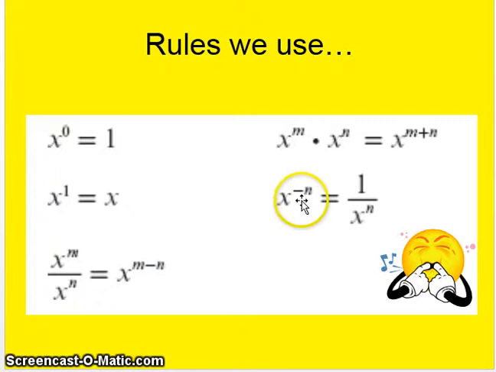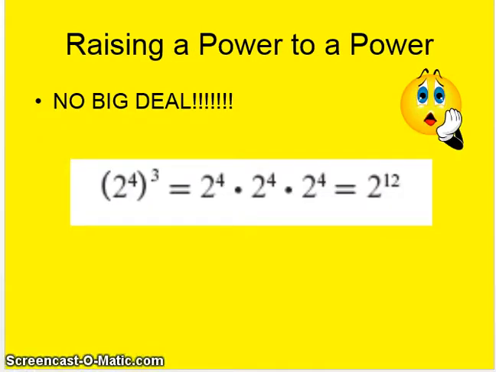And we know that when we have a negative exponent, we can move it to the other side of a fraction. So if it's in the numerator, we can move it to the denominator and our exponent becomes positive. If it's in the denominator and it's negative, we can move it to the numerator and it becomes positive. So raising a power to a power should really be no big deal.